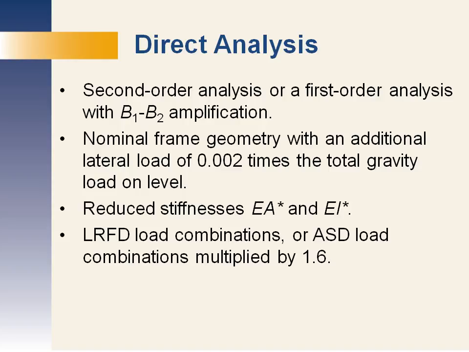We use reduced stiffnesses EA* and EI* in the analysis. And this is the whole idea of direct analysis. With a K-factor, we're trying to adjust the length of the column to a value that gets us a safe design, overestimating the length in a moment frame. In the direct analysis method, we're going to try to overestimate the actual forces and leave the length unchanged. And so that's the whole key.